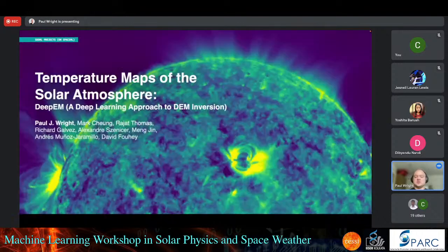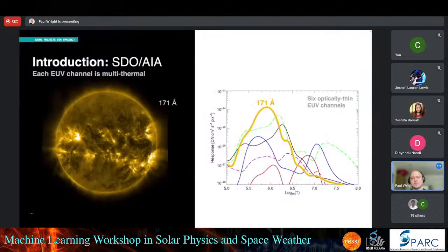So the second project on SpaceML that I wanted to touch on is a method that uses deep learning to approximate and accelerate a known method for differential emission measure inversion. I'll try to quickly introduce the topic before showing the notebook. As we discussed, SDO observes the sun in 6 optically thin extreme ultraviolet channels at a cadence of approximately 12 seconds and a resolution, I think, of 1 arc second.